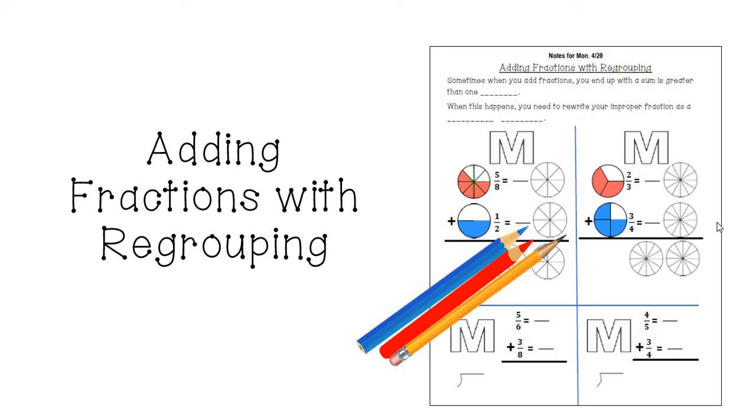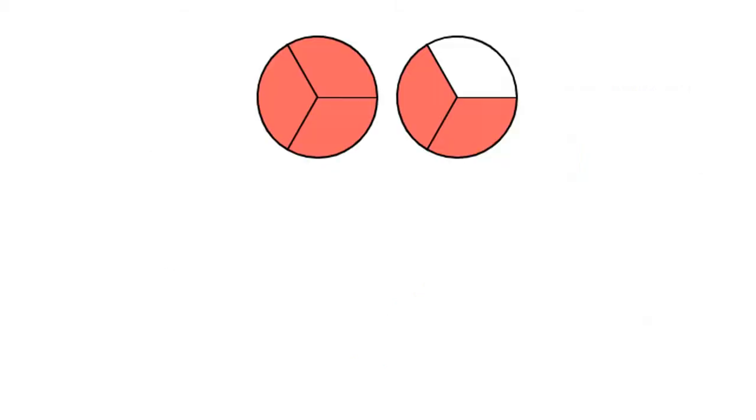Today we're going to add an extra step to what we were working on last week. Last week we were adding fractions with unlike denominators, and today we're going to have one more step, which is that we'll have regrouping. You'll need a copy of today's notes, and if you've got it handy, it's helpful to have a blue and red colored pencil or crayon in addition to your pencil.